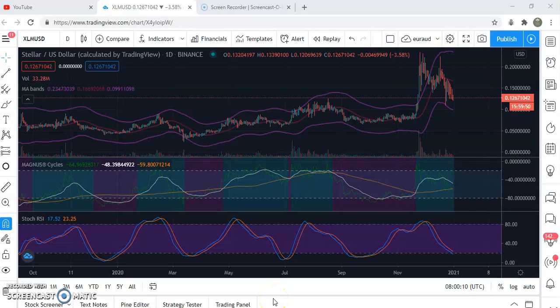Today we will be analyzing Stellar, Theta and Celsius against the US dollar. We will see where they might move over the next days and weeks.